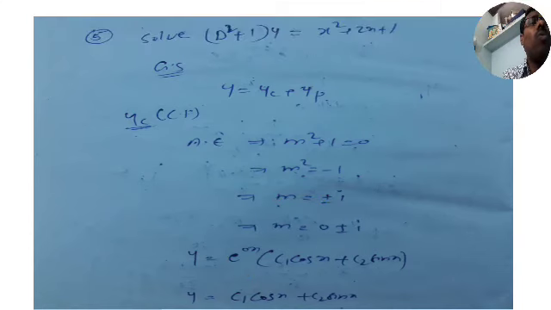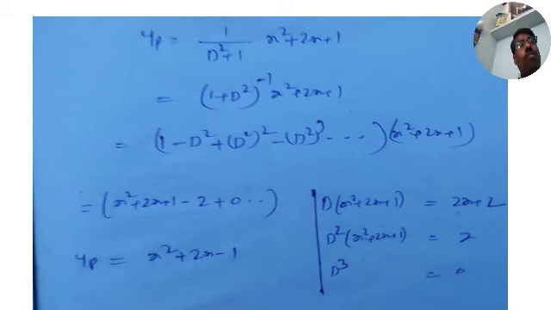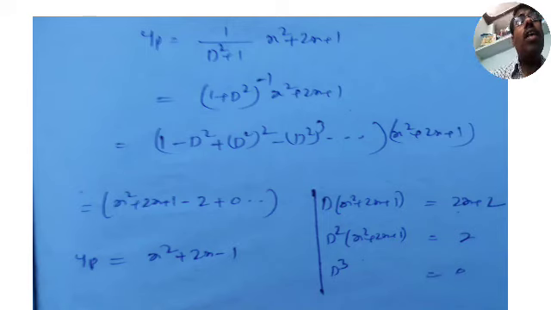So let us move to the yp now. What is yp? 1 by d square plus 1 of x square plus 2x plus 1. You see the denominator. What is the denominator? D square plus 1.